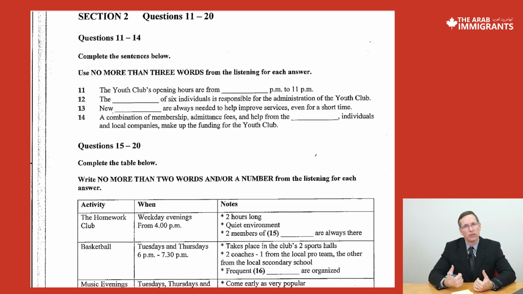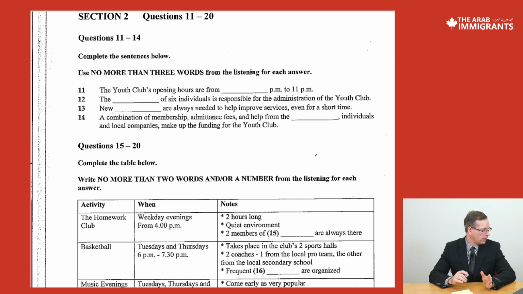I use a similar strategy with the next set of questions, questions 15 to 20. These are also fill in the blank. In this case, it's different than sentences. There's a chart, but as I'm given a few seconds, I would be looking through that part for what's the homework club. So under activity, homework club, basketball, music, evening, dramatic arts, and then visits from and overnight hike trips.